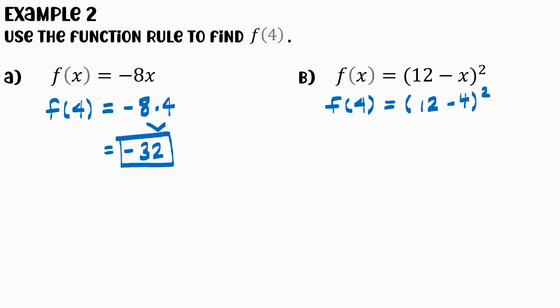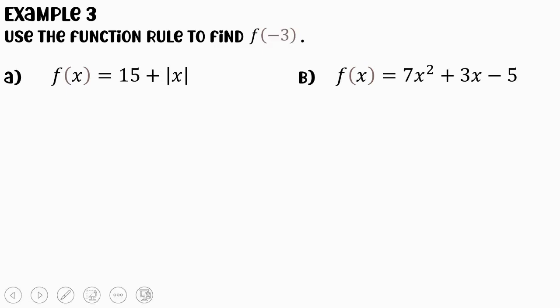So order of operations, that's our PEMDAS. So we're going to start off with what's inside our parentheses. So 12 minus 4, and that is 8. And then that's going to be squared. And then 8 squared is 64. So f of 4 equals 64.